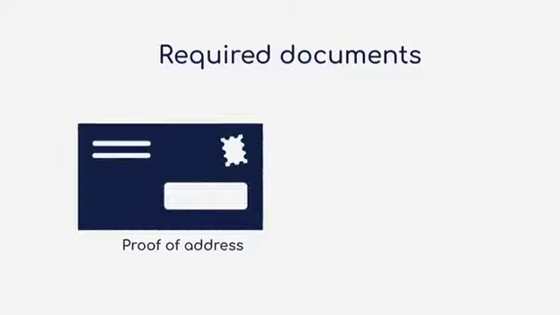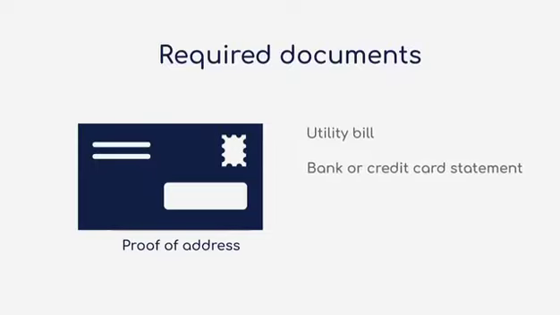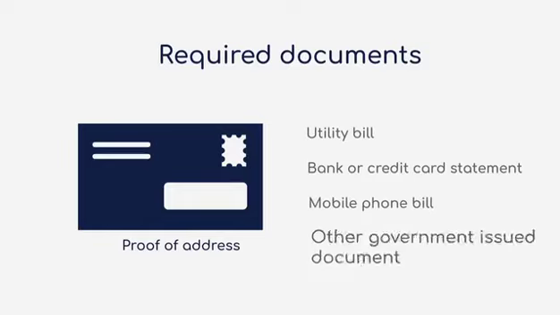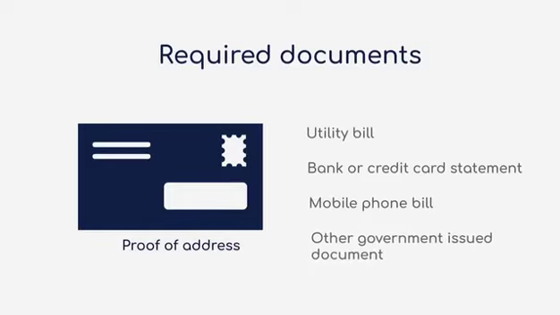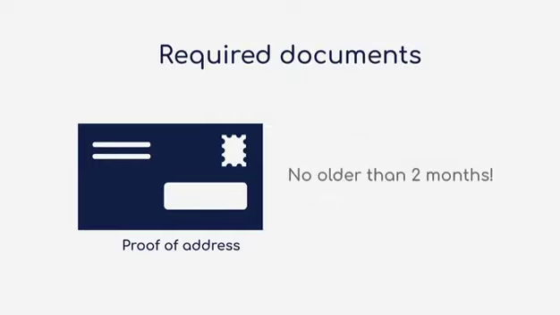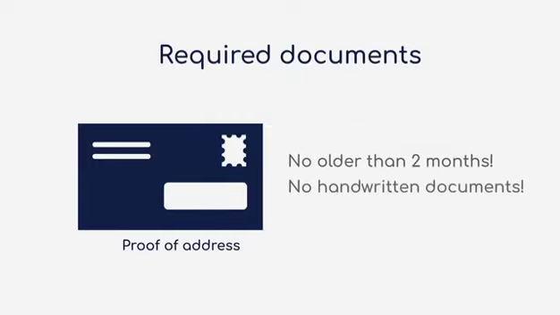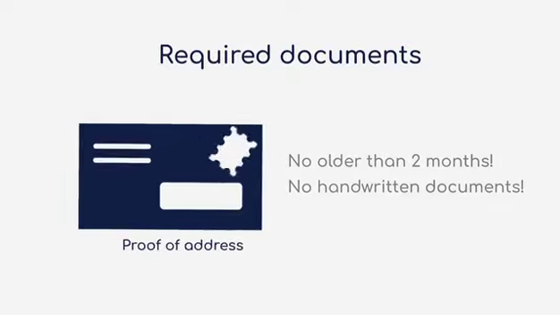The next document is a proof of address. In most cases, this will be a utility bill or a bank statement or credit card statement. In some cases, a mobile phone bill or other government-issued document addressed to you can be used. This document cannot be older than 2 months and cannot be a handwritten document. Just like with the ID, make sure to scan or take a well-lit photo of the document. Now you're ready to send the files to Novapago.